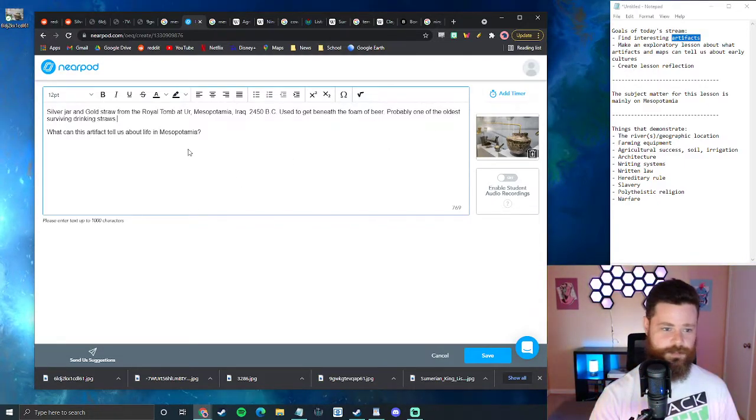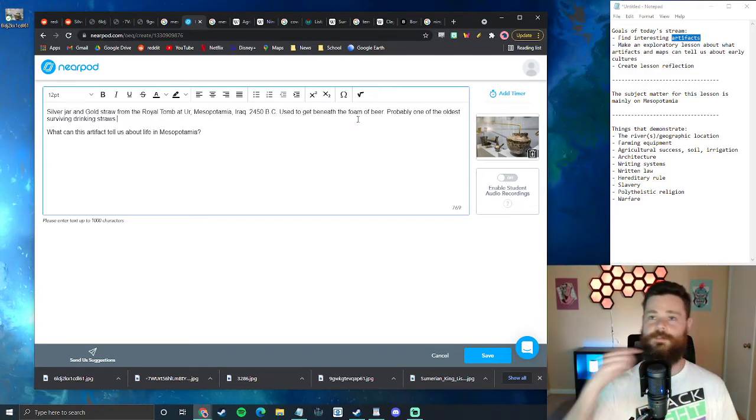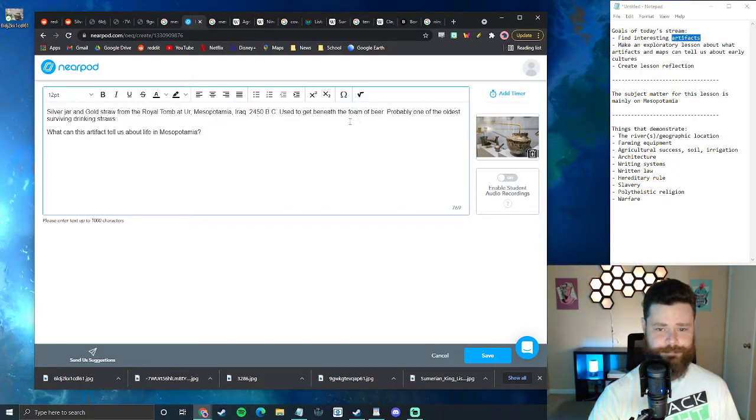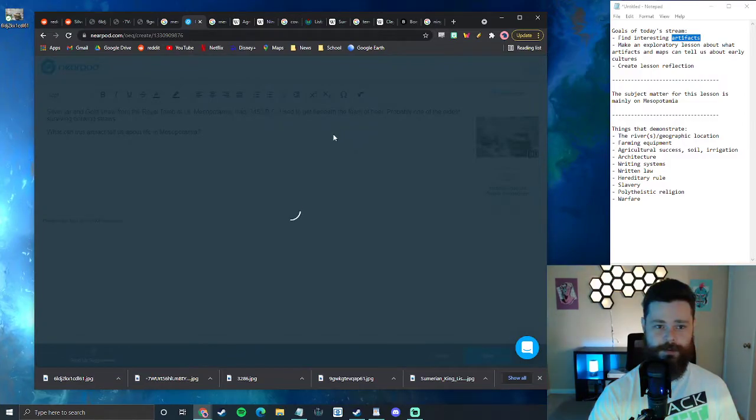So one of the oldest surviving drinking straws, we could maybe link it to technology, and how they use straws today to maybe not get beneath the foam of stuff, but at least to bridge the gap between the top of the liquid and the top of the cup. That technology has been around for a long time.